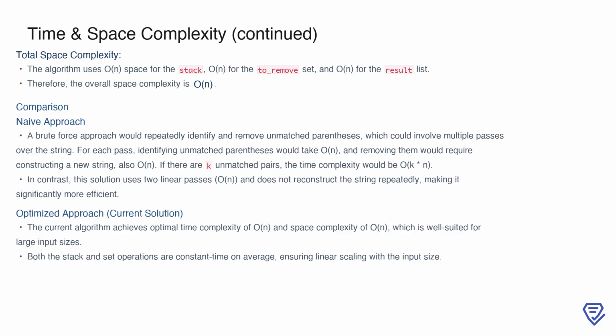When compared to a naive approach, which would repeatedly identify and remove unmatched parentheses, the current solution is far more efficient. A brute force method could involve multiple passes over the string, with each pass requiring O(n) time to identify unmatched parentheses and O(n) time to construct a new string. If there are k unmatched pairs, this would result in a time complexity of O(k*n). In contrast, the optimized solution achieves linear time complexity, O(n), by processing the string in just two passes and avoids repeatedly reconstructing the string. This makes it much more suitable for handling large input sizes.